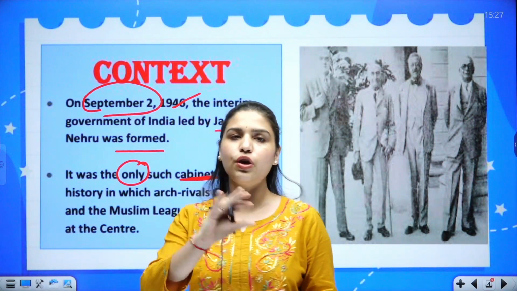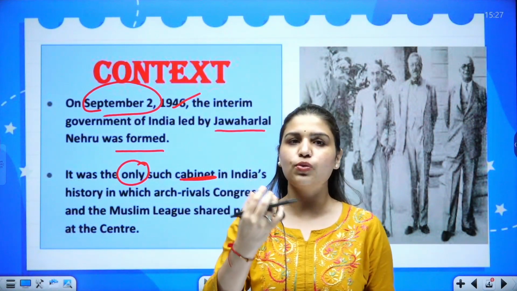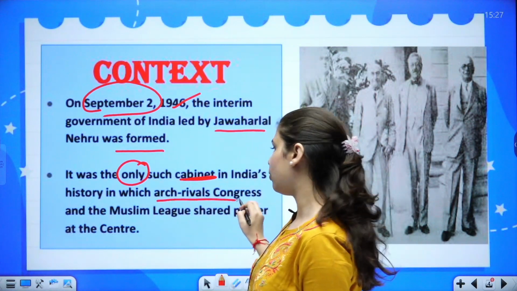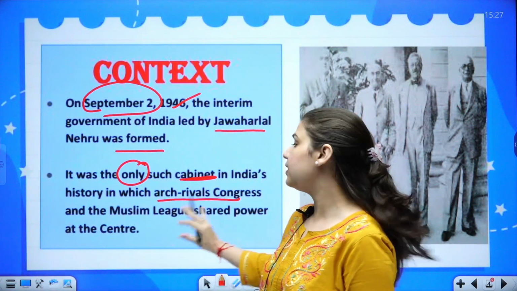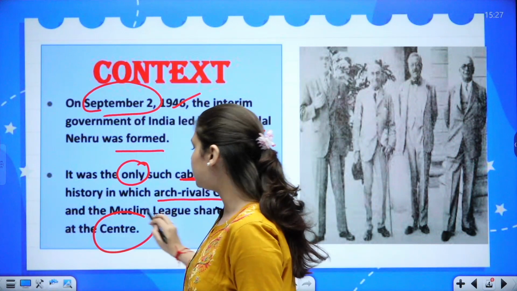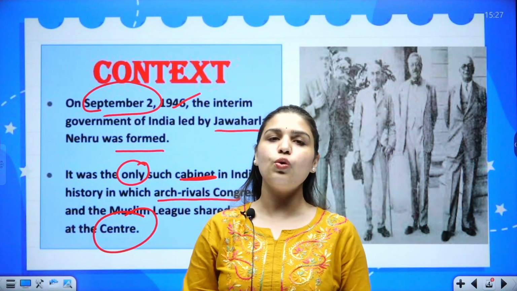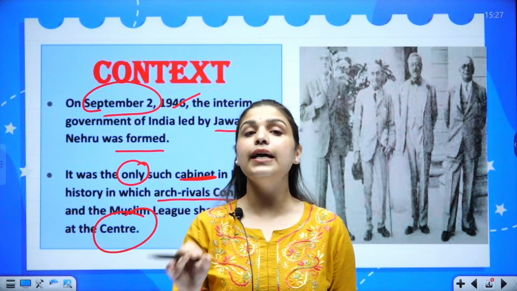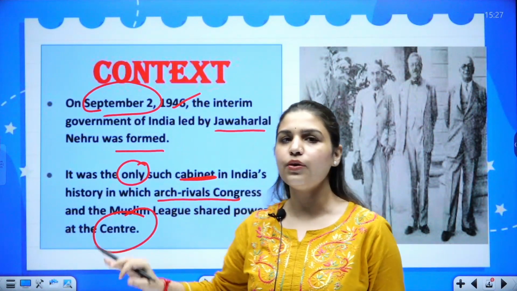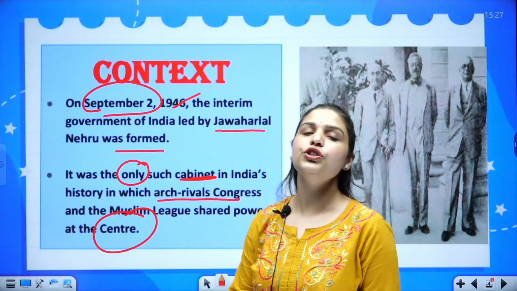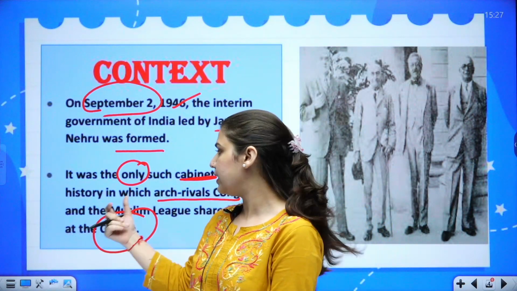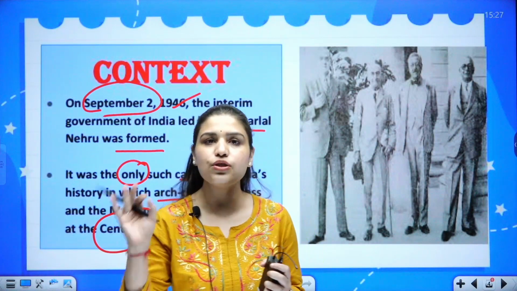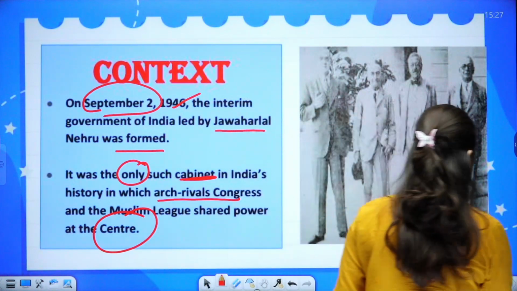In the history of this whole Indian freedom struggle, it was the only such cabinet in which the arch rivals, the Congress and the Muslim League, shared power at the central level. So if a question ever comes on this interim government, asking whether it was the only cabinet where these two arch rivals shared power at the central level, yes, it was the only such cabinet.